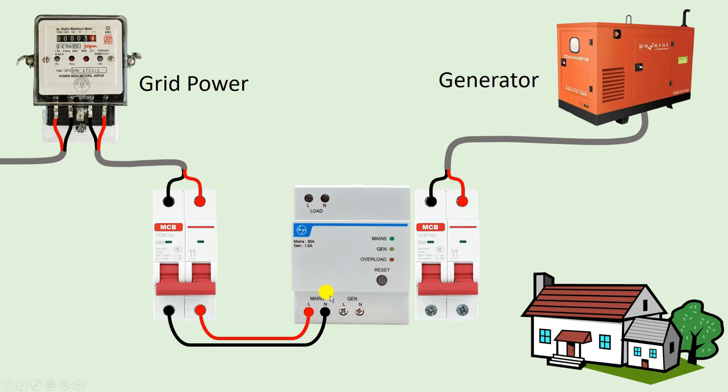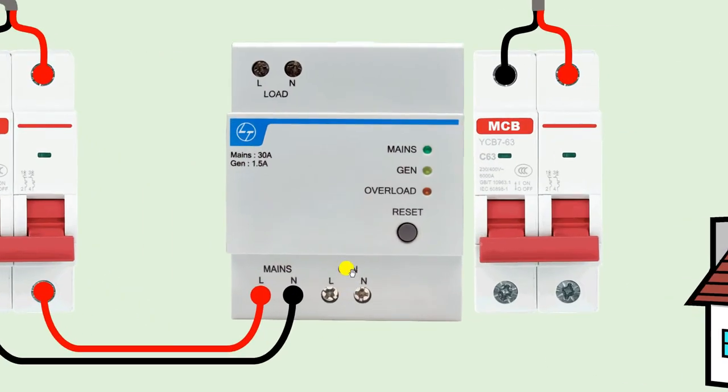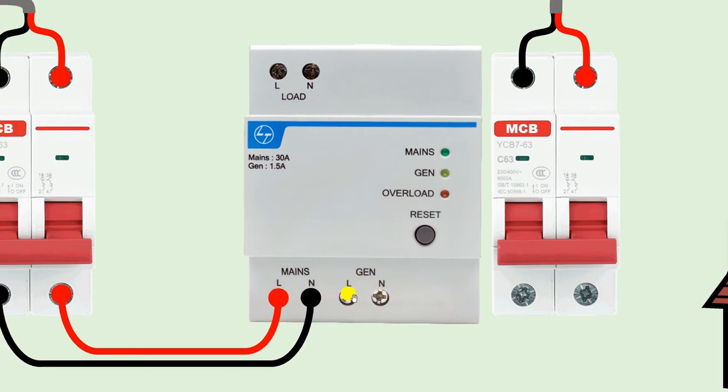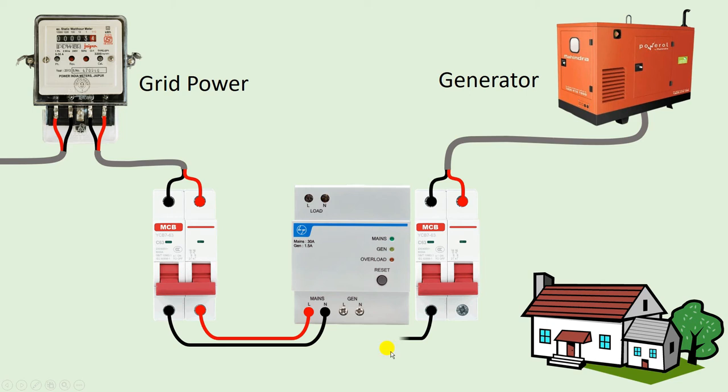Now next to this, you can see here GEN is written. GEN means generator. Below generator, here L and here N is written. L means phase supply will be connected here and at the N terminal neutral supply will be connected. So I am connecting neutral supply with the neutral terminal of the generator. Now take the phase supply of the generator and connect it with the L terminal. So to this changeover switch, we connected the grid power supply and the generator power supply.